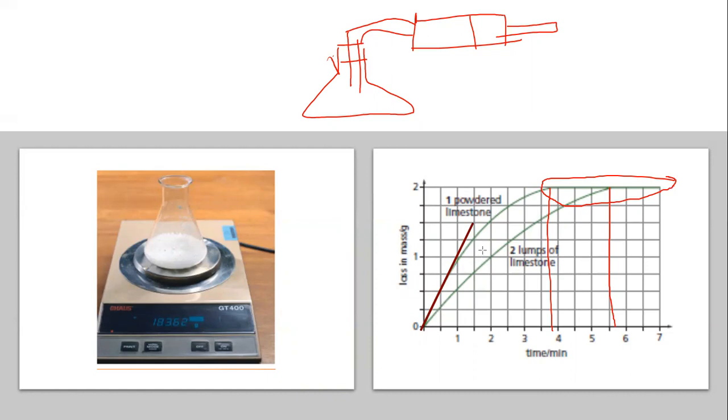So then you make a tangent, and a tangent is simply a straight line that touches the curve at only one point. You make a tangent, and then you measure the gradient of the tangent. That's it. That will give you the rate of reaction. When we practice questions related to this, we will go over it in more detail, how you can actually do it.